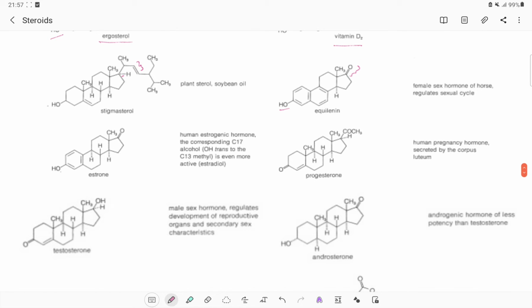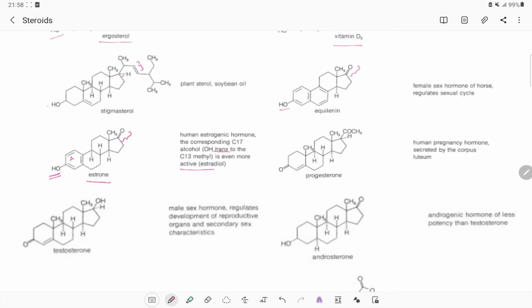Then comes estrone, which we have already discussed. It contains OH and there is a carbonyl carbon. Ring A is an aromatized structure. This is the human estrogenic hormone, and the corresponding C17 alcohol, where OH is trans to the C13 methyl, is even more active: estradiol. If the OH is trans, meaning if the OH is above the plane, then the estradiol we get is a stronger, more active system.